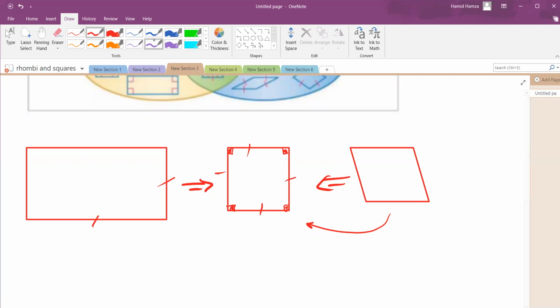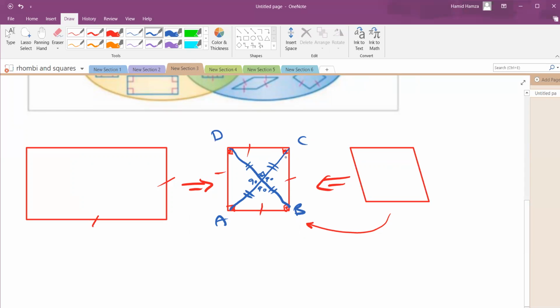What else? If you join the diagonals, the diagonals are also equal. So A, B, C, D: the diagonals are equal. That means the four parts are congruent, all of them. Also, the diagonals are perpendicular. That means these angles are 90, 90, 90, 90, like the rhombus.